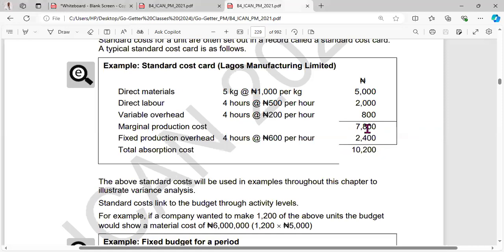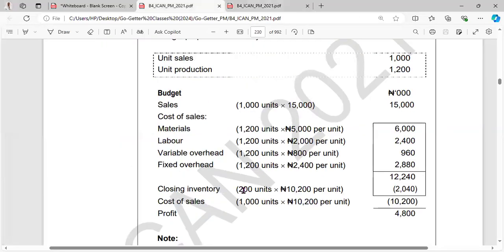So this is the standard cost that we are saying here. It is all of this standard cost for one unit. That is what we also use here. Multiplied by the 200 units, you have 2,040,000. So this is what you are going to remove from 12,240,000. So when you remove it now, it becomes 10,200,000. Don't look at it as 10,200 though. This is 10,200,000.